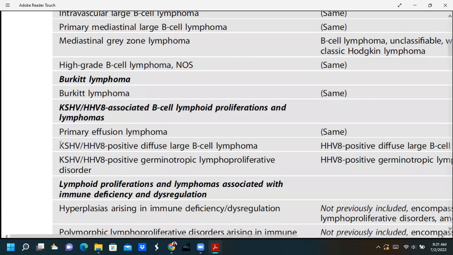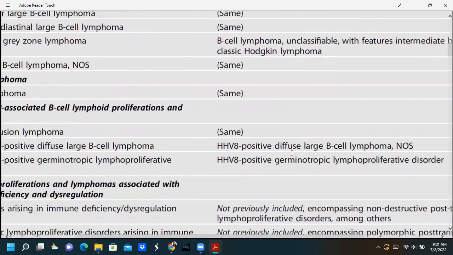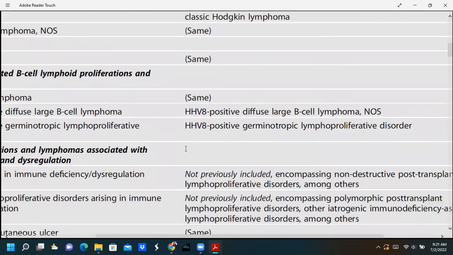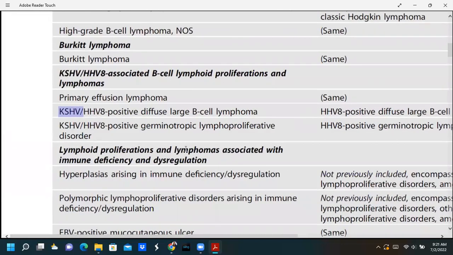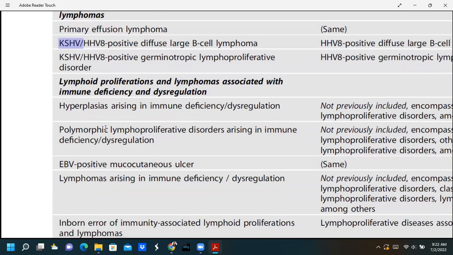Now, as I was mentioning, they're adding KSHV to the HHV8 positive things. So the HHV8 positive DLBCL NOS, they removed the NOS from there, and they added KSHV/HHV8 positive DLBCL. Germinotropic, again, it was a germinotropic lymphoproliferative disorder, HHV8 positive. It is now KSHV/HHV8 positive. These are the terminologies that are helpful for those times when we are going to top line the things, though this is when we have to change our nomenclature. Top line, or even mention in the comments if we are not sure.